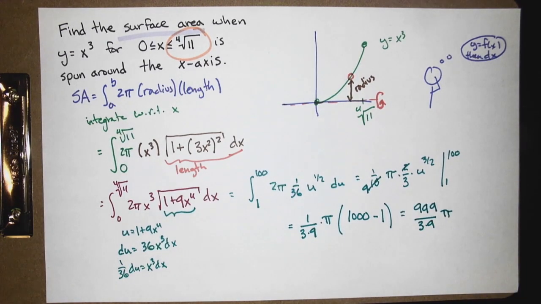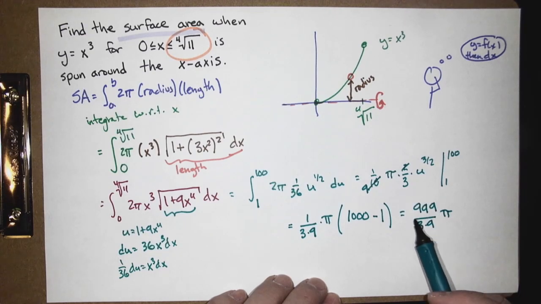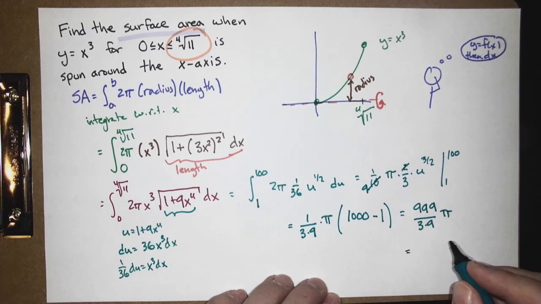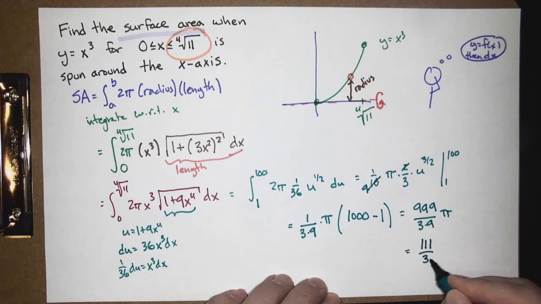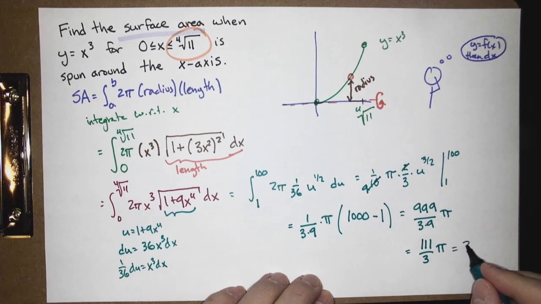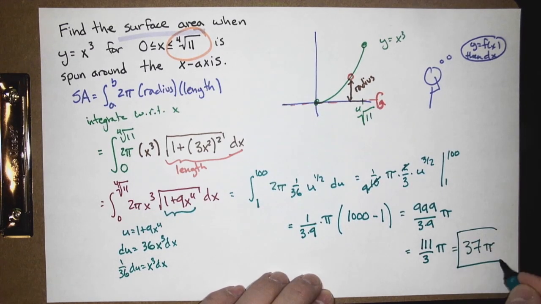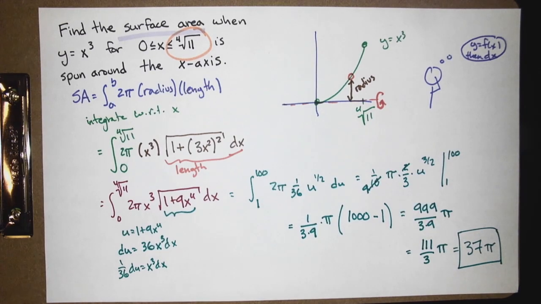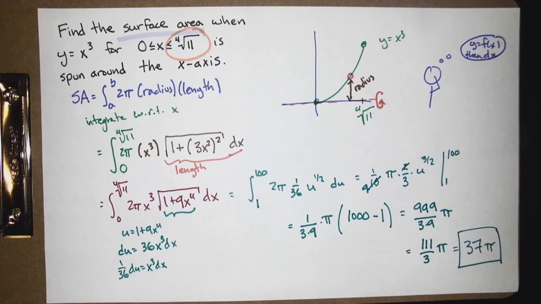Okay. Can we simplify anything? Yeah, see how 999? If I take 999 divided by 9, what does that become? 111. Now, can I divide 111 by 3? Yes! What is 111 divided by 3? 37. Wow! In the business, we call that nice. Whole number. Beautiful answer, beautiful answer.